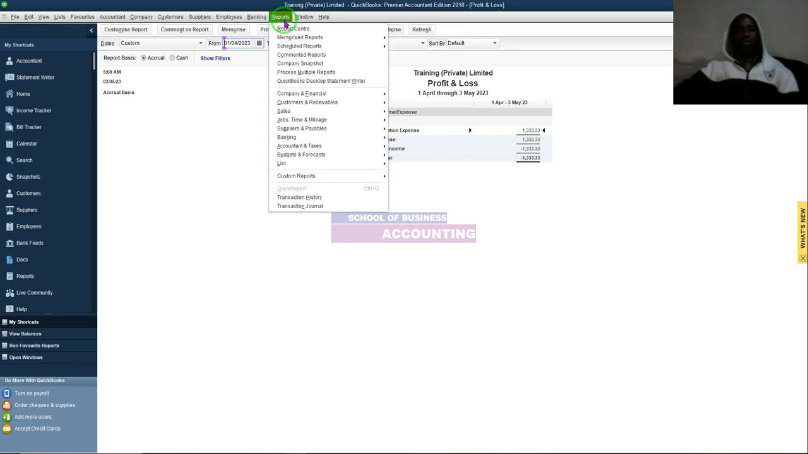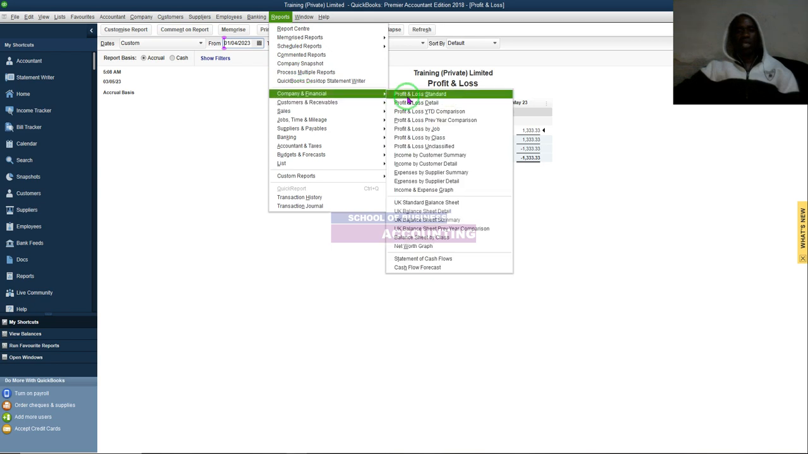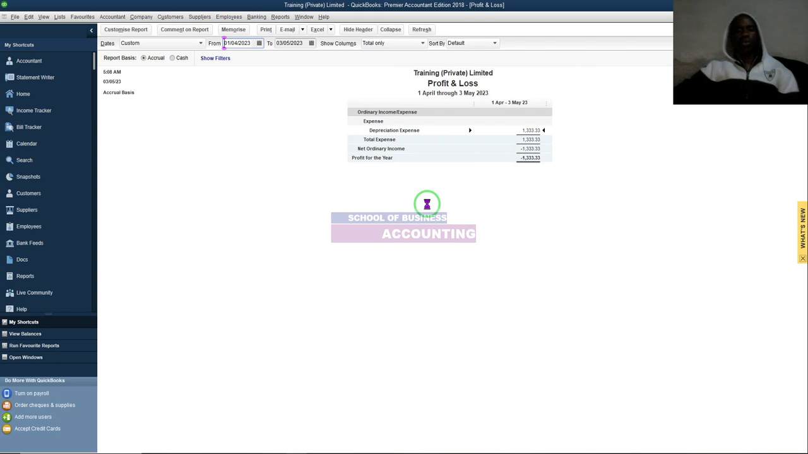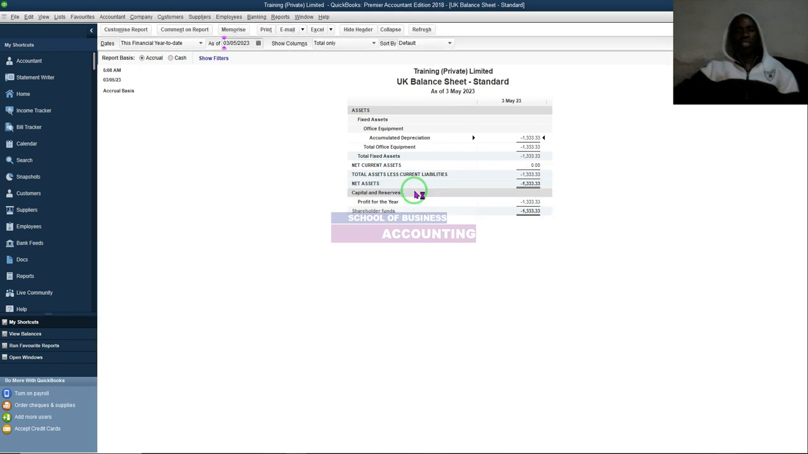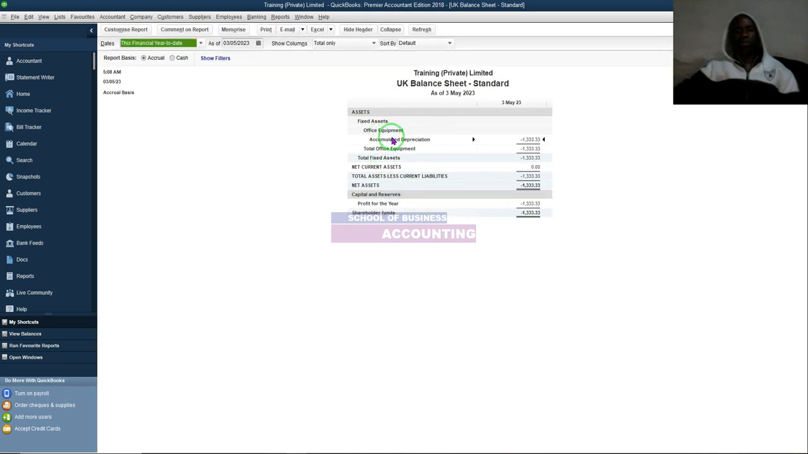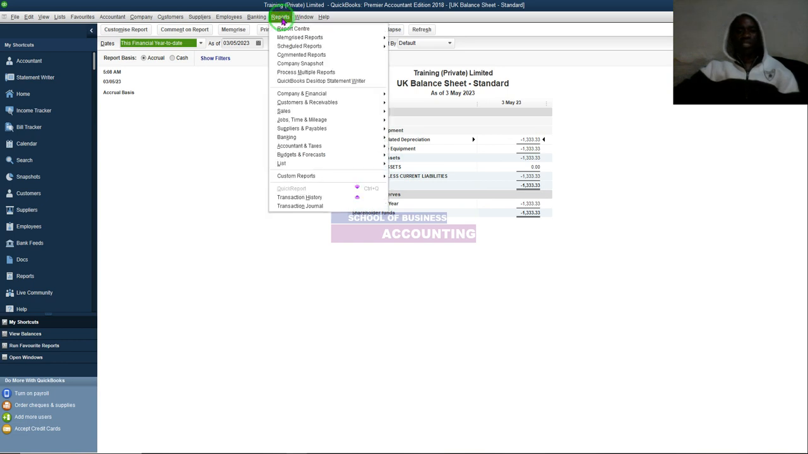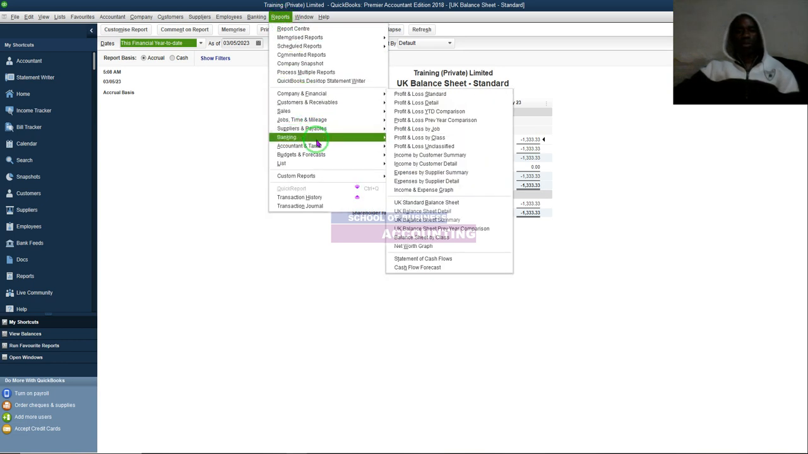So I could also come back again to reports and company and financials. Then I could come to standard balance sheet. Then I could click there, right? And when I click there, you could actually see when it loads the balance sheet that the accumulated depreciation under office equipment has got 1,333.33. Naturally, you'd find these figures will be on your trial balance, right?